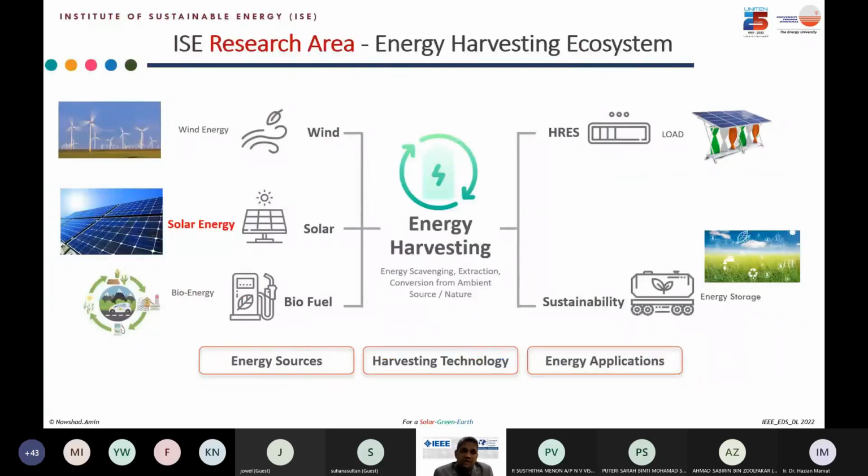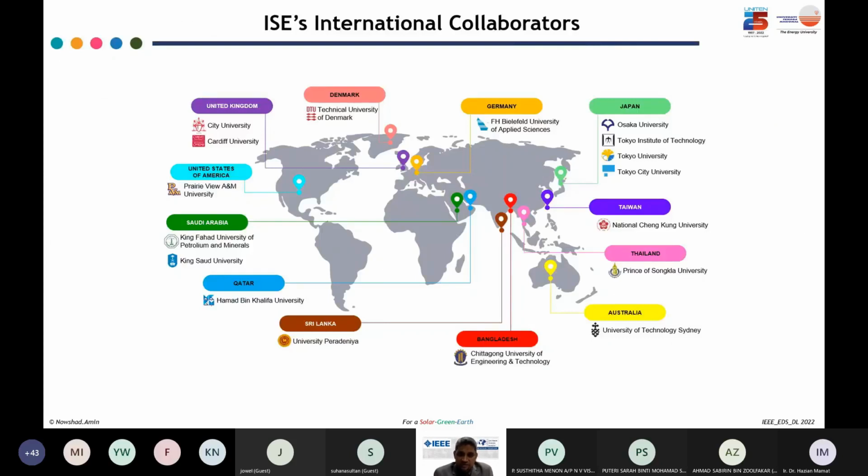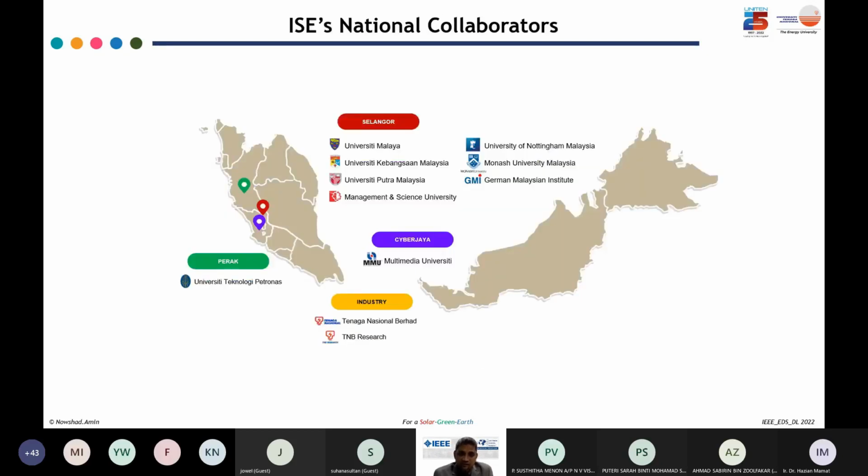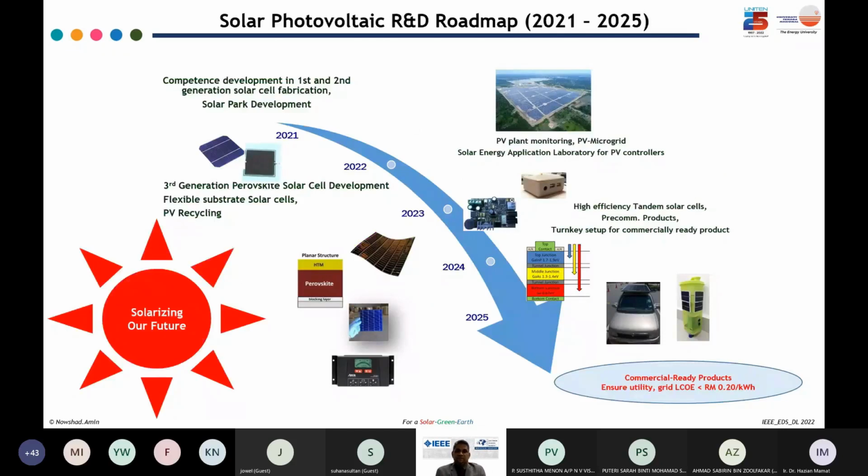Under the Institute of Sustainable Energy, we are mainly working on the energy harvesting ecosystem. We are working on wind energy, solar energy, biofuel, hybrid renewable energy systems, as well as sustainability, where energy sources through harvesting technologies are there for energy applications. I'm taking care of the solar energy research unit. We have international collaborations. This is the overall ISE, Institute of Sustainable Energy, overseas collaborations, which include a number of international universities, as well as national collaborations with a number of domestic universities, both private and public. And this is about our research roadmap.